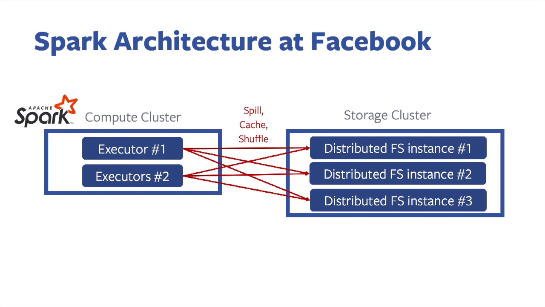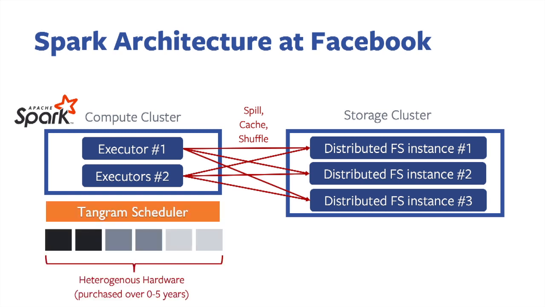Both these clusters can be scaled independently depending on whatever is the bottleneck. As far as the compute side is concerned, we actually run a wide variety of heterogeneous nodes. Depending on the machine life cycle, which can range from 0 to 5 years, our clusters can comprise a heterogeneous set of machines at any point of time. And we have built schedulers that can scale to these tens of thousands of heterogeneous machines, and which can support Spark well.